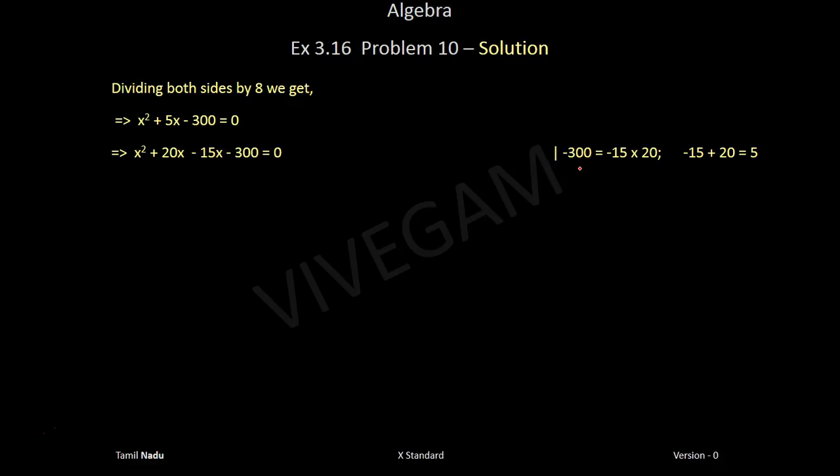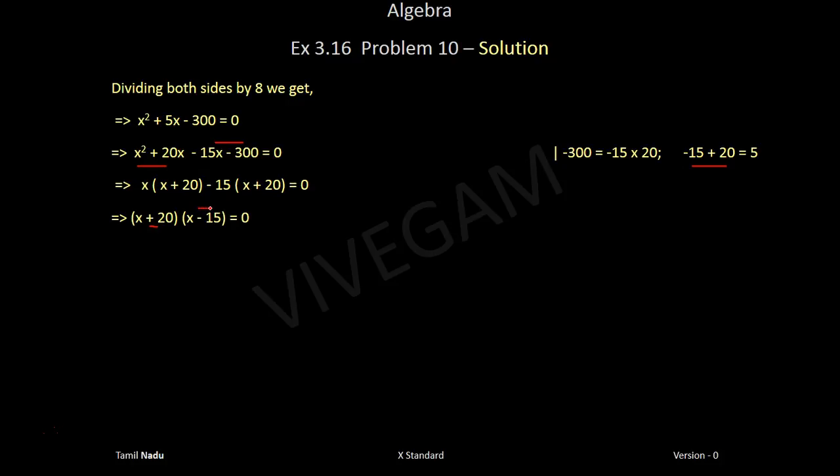So minus 300 will be minus 15 into 20. Right? And minus 15 plus 20 is 5x, which means that 5x must be written as minus 15x plus 20x. So that is what is done here. Now you can take x commonly out from these two and minus 15 commonly out from these two. So when you take x commonly out, you will get x into x plus 20. And when you take minus 15 commonly out, minus 15 into x plus 20. And if you take x plus 20 commonly out, you will get x plus 20 into x minus 15 equal to 0, so either this will be 0 or this will be 0, right?